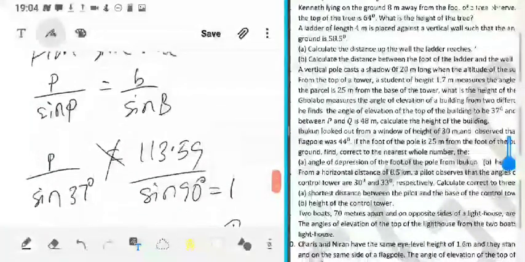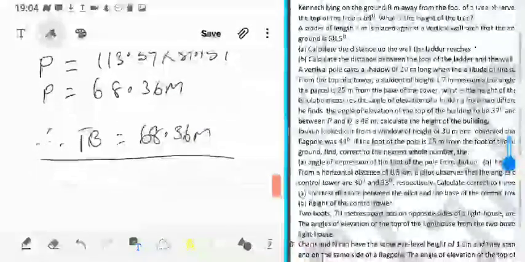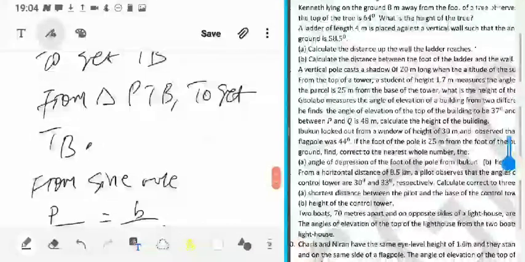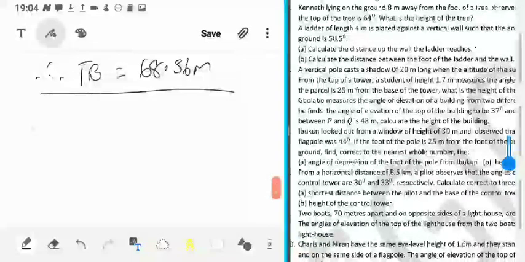Like I said, you can use SOHCAHTOA. I think that would have been faster for us. You can use SOHCAHTOA to obtain the TB, but I just decided to use the sine rule. Number 7.